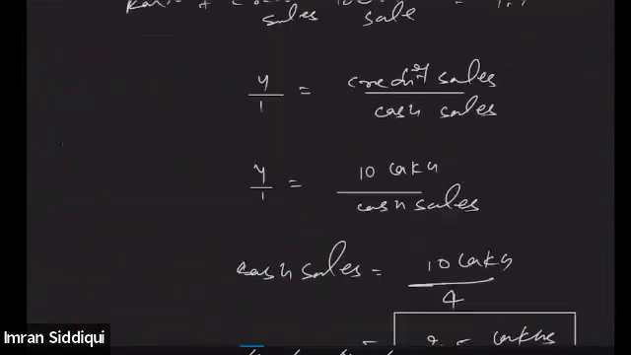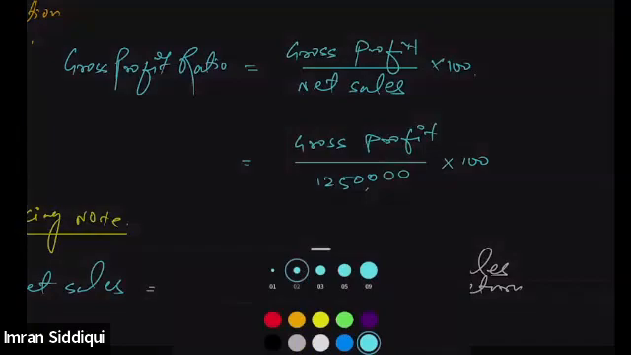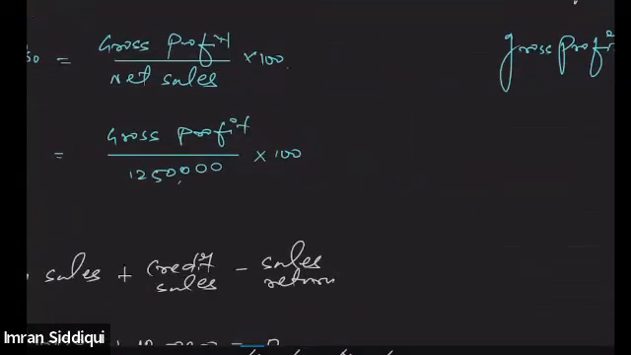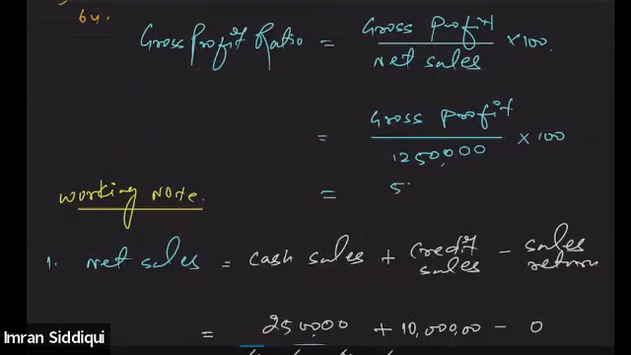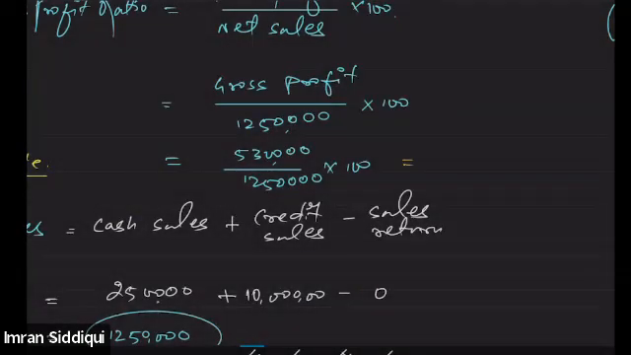Now we'll put this value of the gross profit in our main calculation. So it will be 5 lakh 40,000 divided by 12 lakh 50,000, multiplied by 100, and that we'll be getting. Similarly, we calculate 5 lakh 50,000 divided by 12 lakh 50,000. So it will be 0.4, multiplied by 100 will be 42.4%, I'm getting. This is the answer.